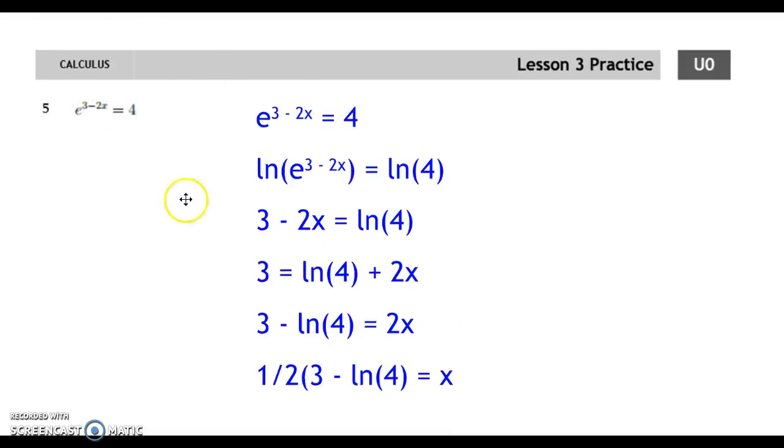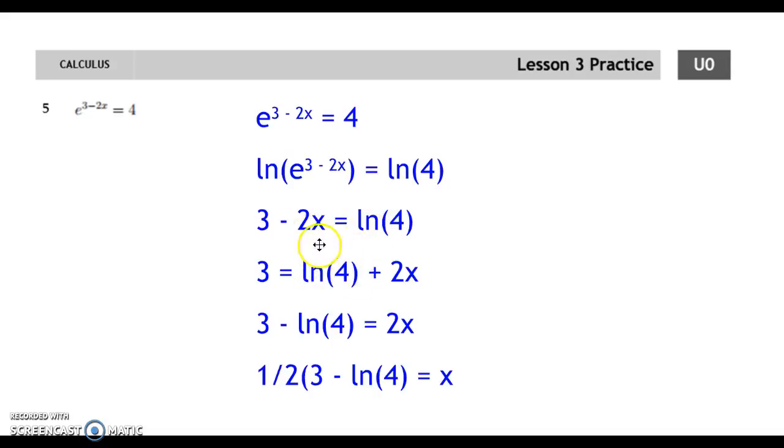Number 5 was very similar to number 4 in that it still had that base of e. We used ln, natural log, because it was the base of e. We were able to eliminate natural log and base e and get 3 minus 2x. Notice that in most of these problems, we're applying a log or a natural log to one of the sides of the equations, but we're not evaluating it. It's okay to leave it.